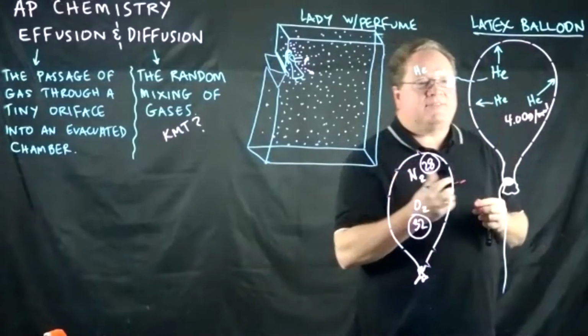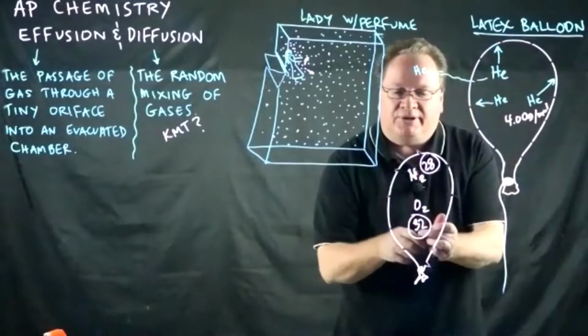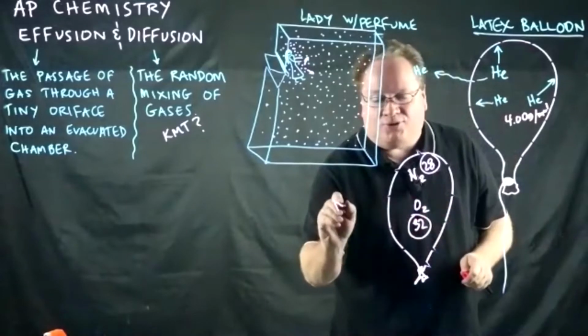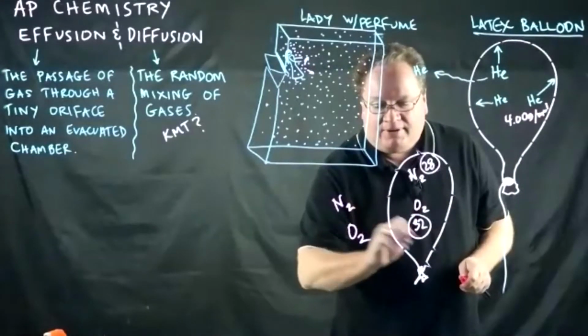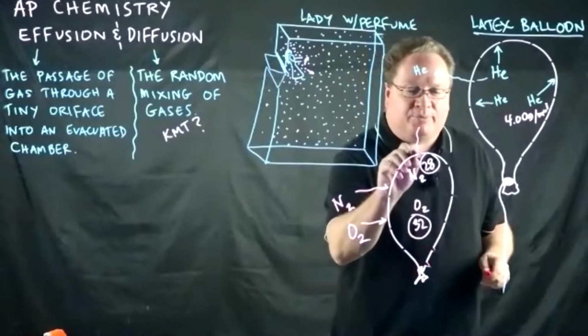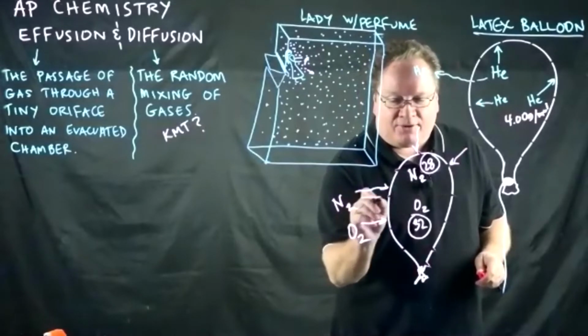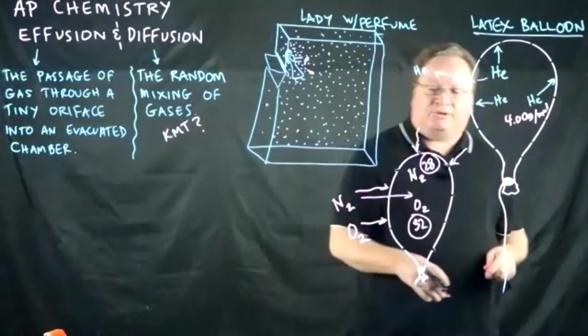What's more, think of it this way. The air that's outside of this balloon is also made of N2 and O2. And so those molecules are going to be colliding with the outside of the balloon, and that gives them an opportunity to go the other way and go back into the balloon.